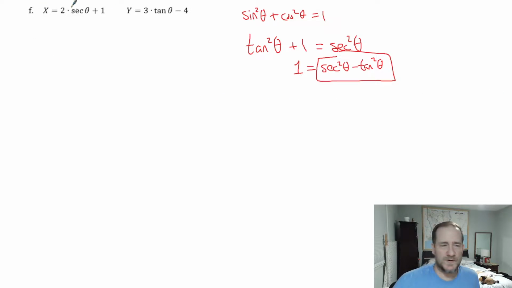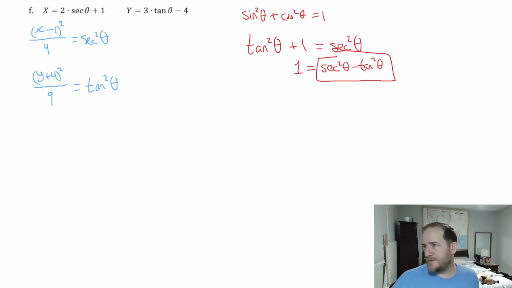You want to be doing secant squared minus tan squared. Now you're just going to go after these parametrics the same way we went after the ones that had sine and cosine in them. You're going to isolate the trig terms, x minus 1. You're going to square both sides. So divided by 2, you'll square the 2, you'll get 4. That's going to be secant squared. Do the same over here. You'll get y plus 4, getting squared. It'll get divided by 3, so squared is 9. That'll be tan squared.